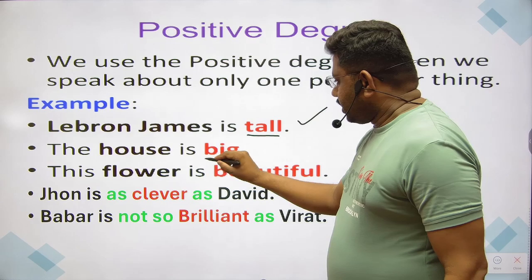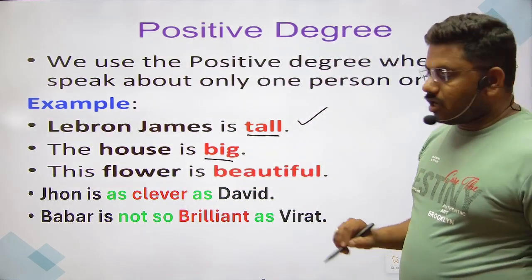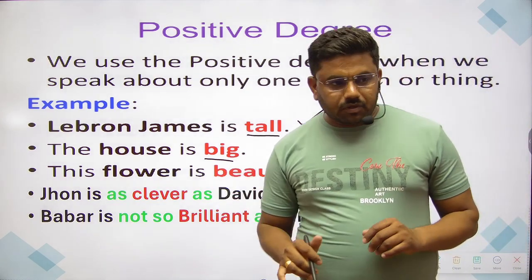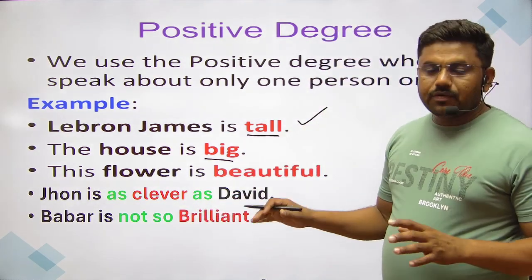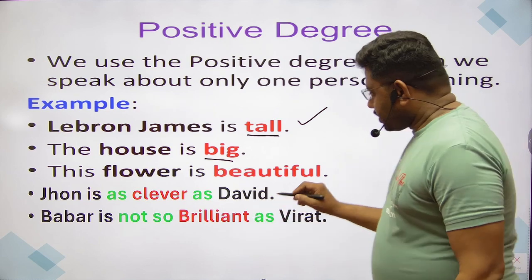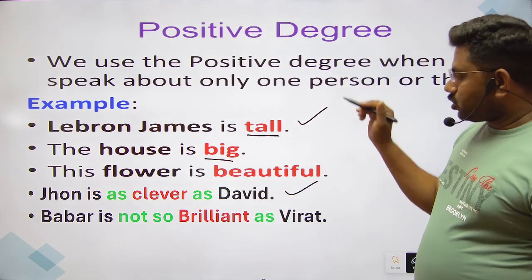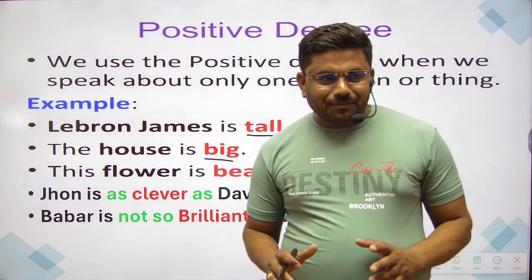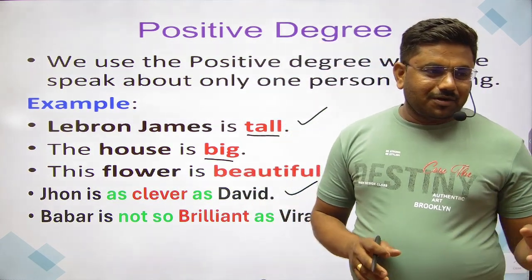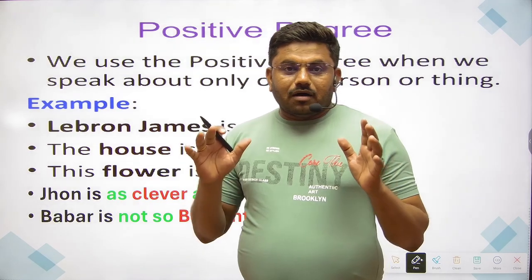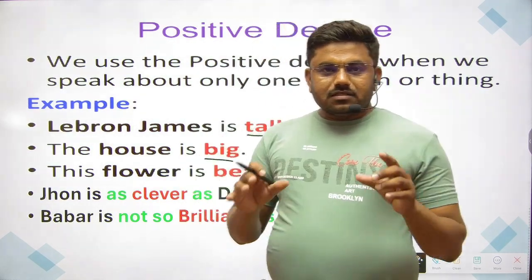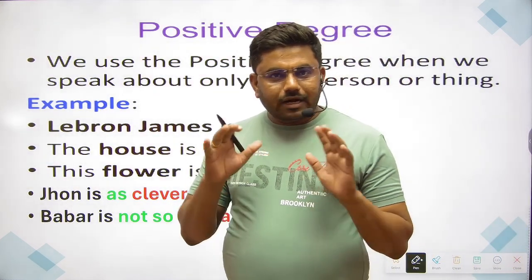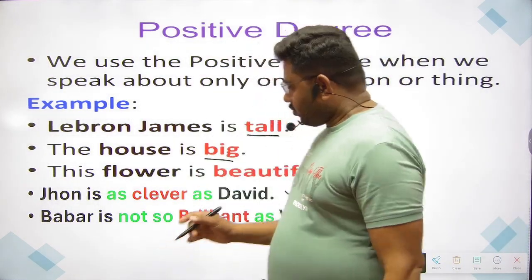Tall is an adjective used in this sentence, and here is another adjective in another sentence. The house is big, and the flower is beautiful, and John is as clever as David. Such types of sentences also come under the positive degree. Babar is not so brilliant as Virat. This is another sentence we have written here, and in the positive degree, the adjective comes between as and as, or not so and as, and that we have shown here.